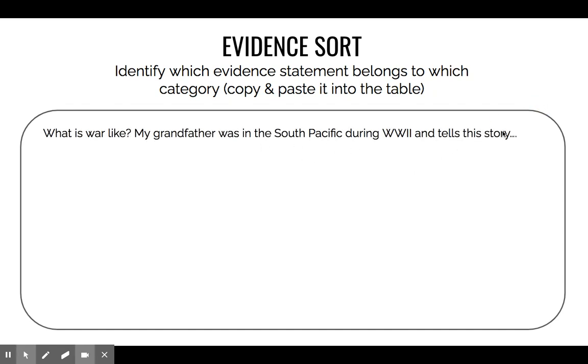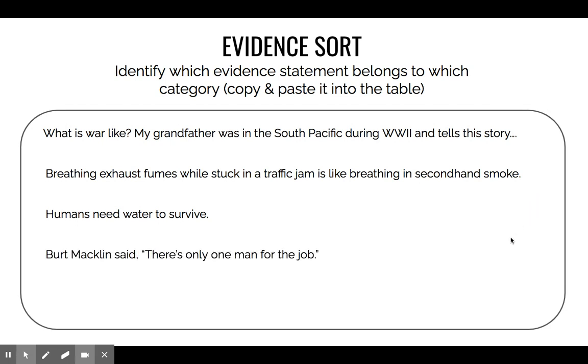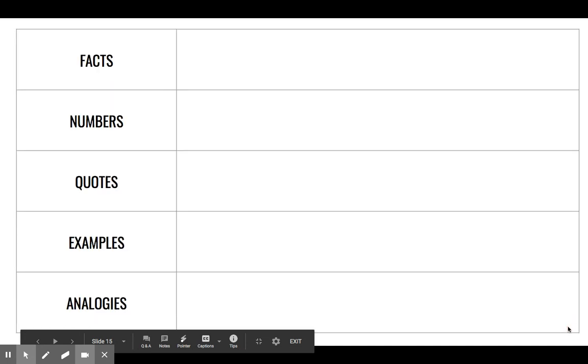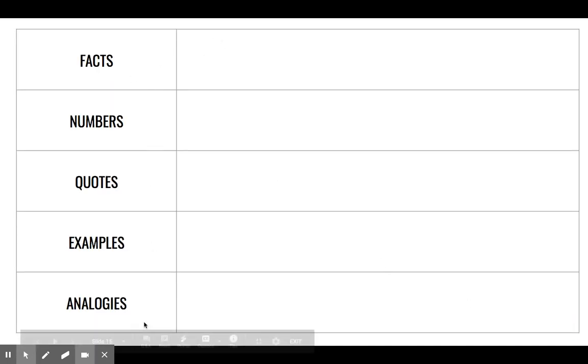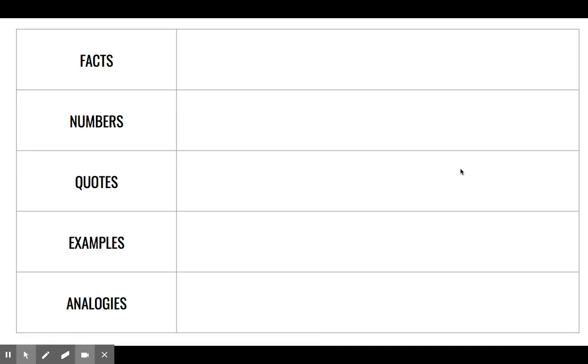What is war like? My grandfather was in the South Pacific War during World War II and tells this story. Breathing exhaust fumes while stuck in traffic jam is like breathing in secondhand smoke. Humans need water to survive. Burt Macklin said there's only one man for the job. The average salesperson made $1,000 last month. So once you've figured out which one belongs to which category, you're just going to copy and paste it into the chart.